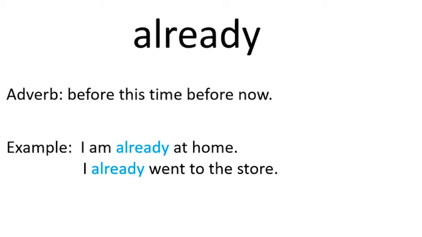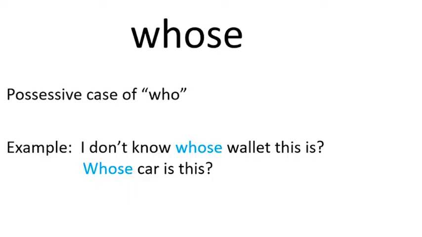Again, this word is very useful, and it's one that everyone should learn to use very well, early on when they study English. Whose and whose. This first whose is the possessive case of who. So, it belongs to who is whose. I don't know whose wallet this is. You want to know who owns this wallet, or whose car is this. You want to know who owns the car.